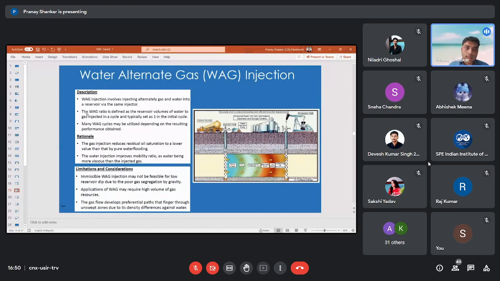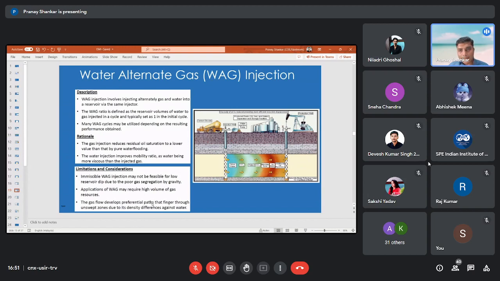So basically, gas injection reduces residual oil saturation, and water injection improves mobility ratio. That is the benefit of injecting water along with alternate gas. First you inject gas, then you inject water to control the mobility. Again, it has got limitations. What we have talked about is miscible, when the gas achieves miscibility with oil. But when miscibility is not achieved, then you have an issue in terms of higher recovery. Also, application of WAG requires a high volume of gas, and gas flow develops preferential paths that finger through unswept zones.